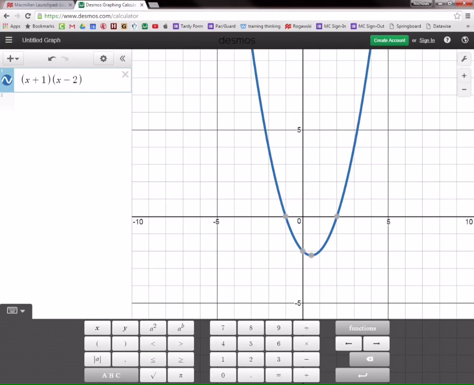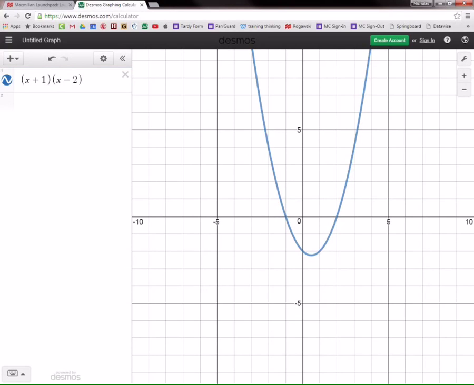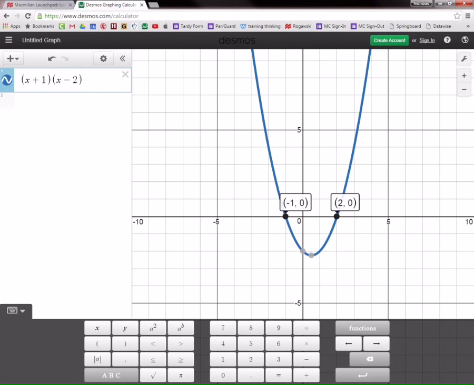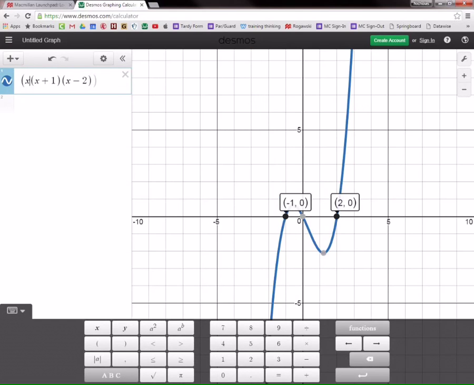Okay, now, multiplicity has to do with how many factors the 0 comes from. I have 2 factors right here. And what are my zeros? Negative 1 and 2. So negative 1 and 2 are my zeros. How many factors does negative 1 come from? There's one factor, X plus 1. That's it.